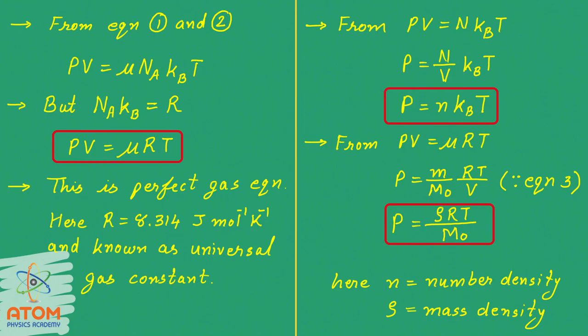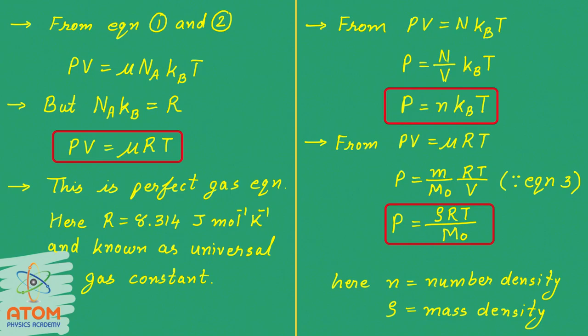But this Na into kB is equal to R. Mind well, Na is the Avogadro number, kB is the Boltzmann constant, and this R is known as the universal gas constant. So now this equation can be written as PV is equal to mu RT. This is the perfect gas equation, or say ideal gas equation. Here R, which is a constant, has a value 8.314 joule per mole per Kelvin, and it is known as the universal gas constant.